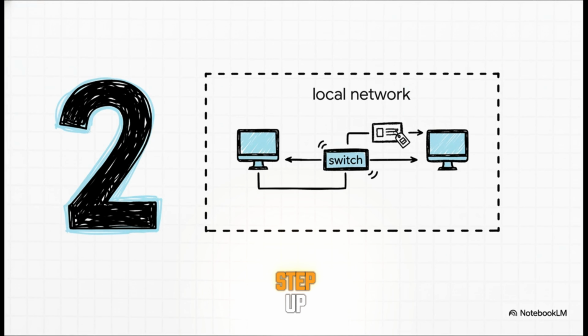Okay, one step up at layer 2, you've got the data link layer. Now this layer is all about getting data between two devices that are on the same local network. Think of it like the neighborhood mailman. It organizes those bits into neat little packages called frames and uses a physical MAC address, which is like a unique serial number for your device, to make sure it gets to the right house on your street.